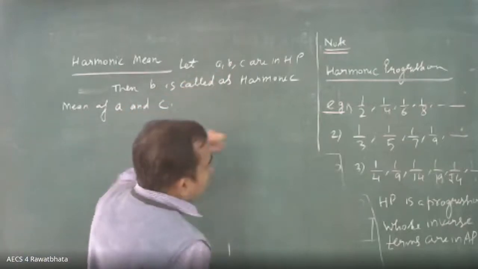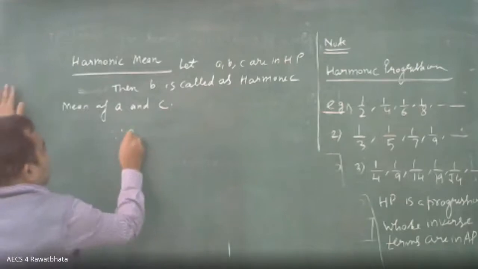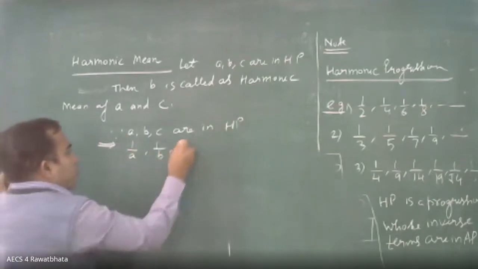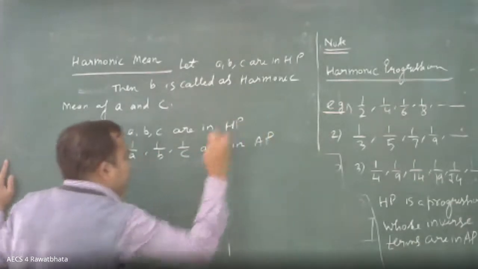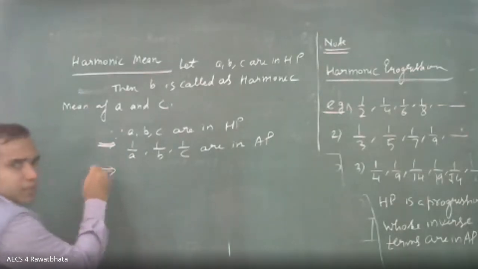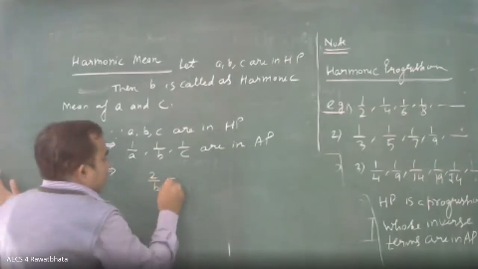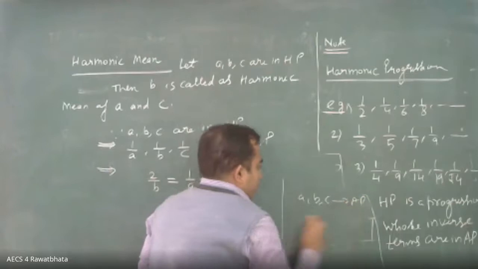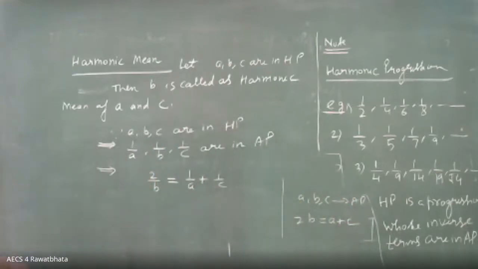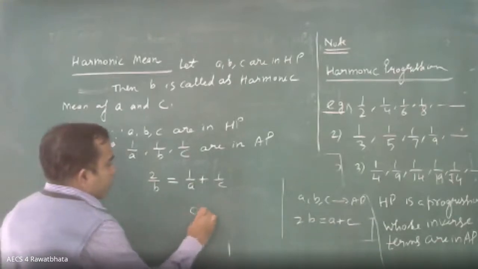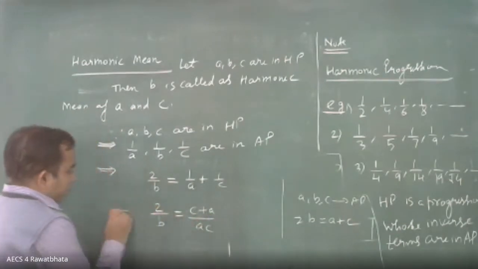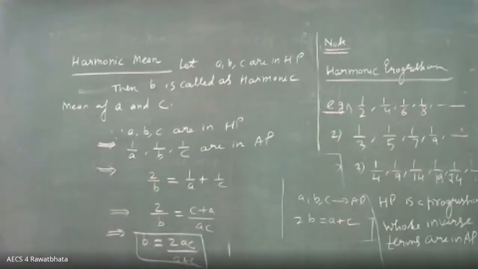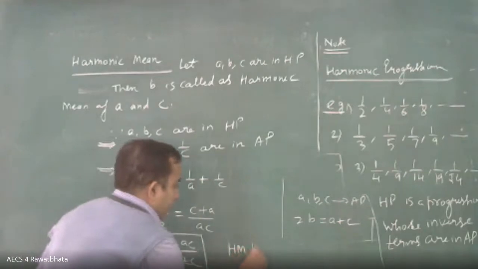How to get that? Because they are in HP, so their inverse terms must be in AP. Let's use this fact. Since A, B, C are in HP, means that 1 upon A, 1 upon B, 1 upon C are in AP. Correct. It means that twice of middle term will be equal to first and last term. This is AP concept. That if A, B, C are in AP, then 2B equal to A plus C. You have done it many times. So we use the same thing here. Now let us simplify. This will become C plus A upon AC equal to 2 upon B. And from here I can get the value of B. So B equal to 2AC whole upon A plus C. Right. This is HM between A and C.